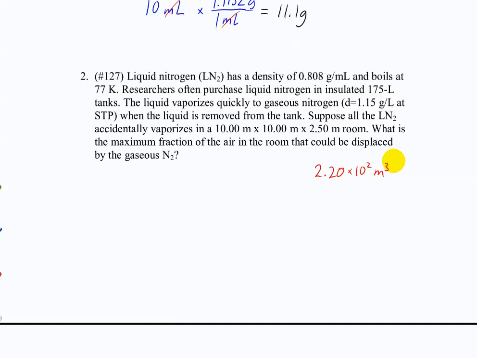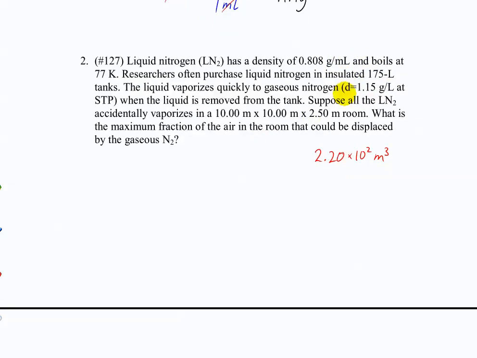Let's see if we can also get that in cubic centimeters, since our density here is ultimately going to be in cubic centimeters. So instead of doing 10 by 10 by 2.5, it's going to be 1,000 by 1,000 by 250, right? So you end up getting 2.50 times 10 to the 8th cubic centimeters. Okay, so that's going to be what we're comparing against. That's how much air is in the room.